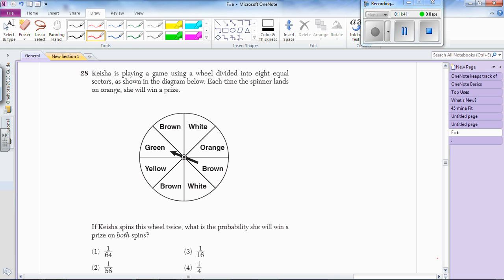Each time the spinner lands on orange, she wins a prize. If Kesha spins the wheel twice, what is the probability she'll win a prize on both? Okay, so to win a prize, let's see, 8 equal parts. So to win a prize the first time is 1/8. And means multiply, and she has to win on the second one, which means she also has to be 1/8. That's 1/64. Choice 1.